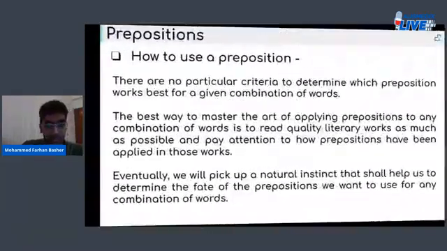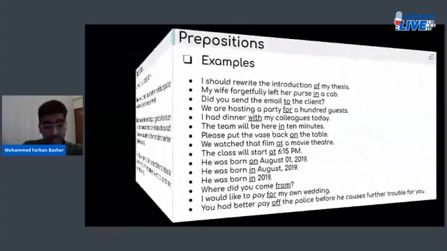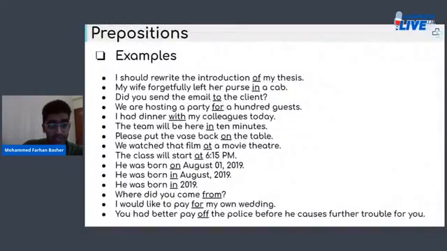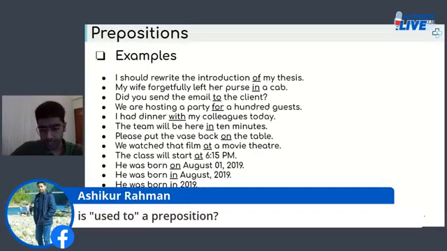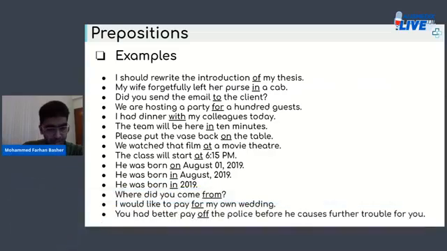The best way to learn prepositions is to read English as much as possible and to develop a natural instinct, right? Is used to a preposition? Ashik Rahman is asking, is used to a preposition? No. Used to is not a preposition. All right. So I've discussed some examples here.